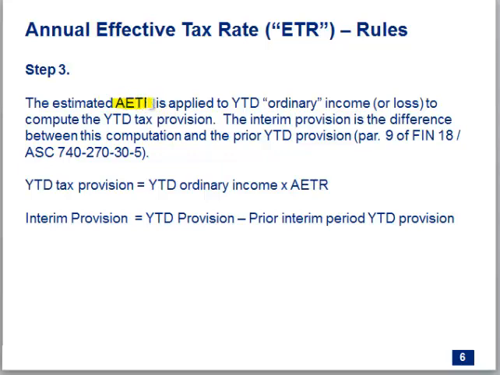Okay. So let's say you think, oh, you know what, my AETR is going to be 25%. So I think I'm going to end the year with a 25% tax rate. So I'm going to take 25% times my quarterly income, and that's going to be my provision.